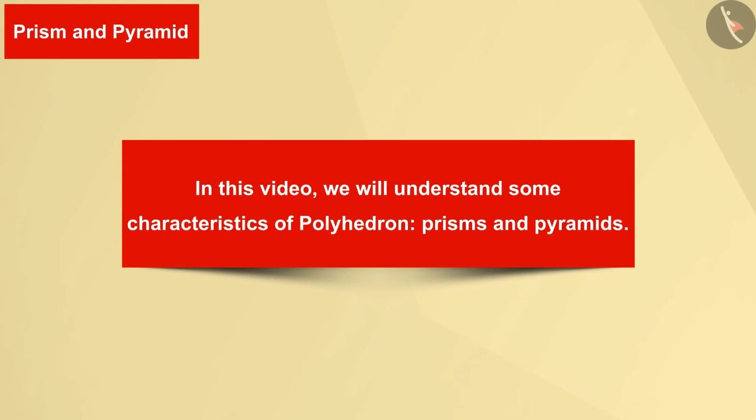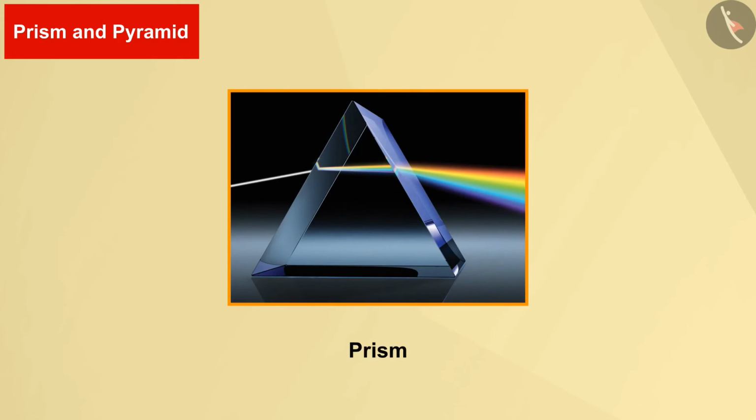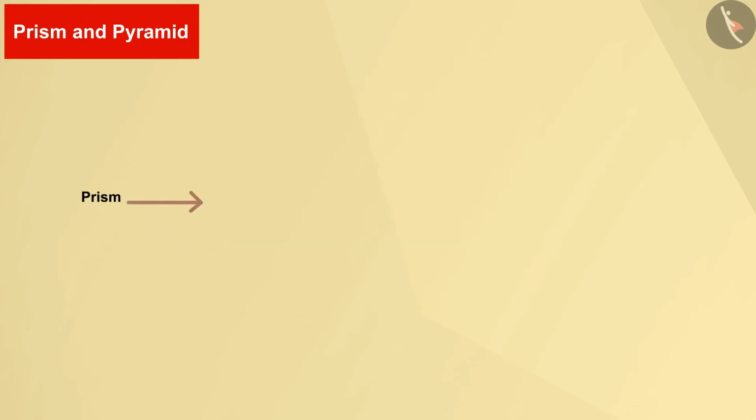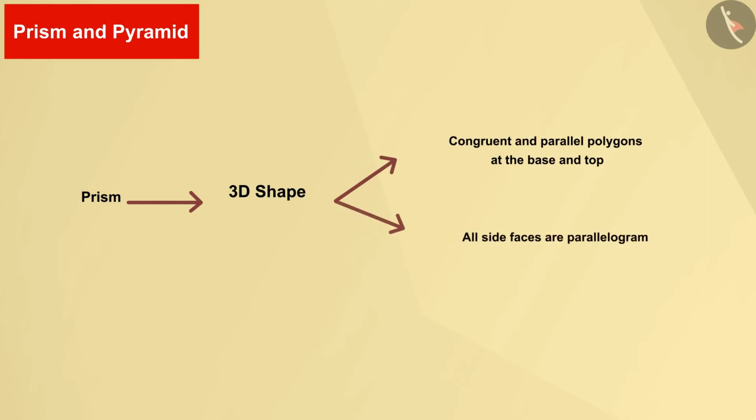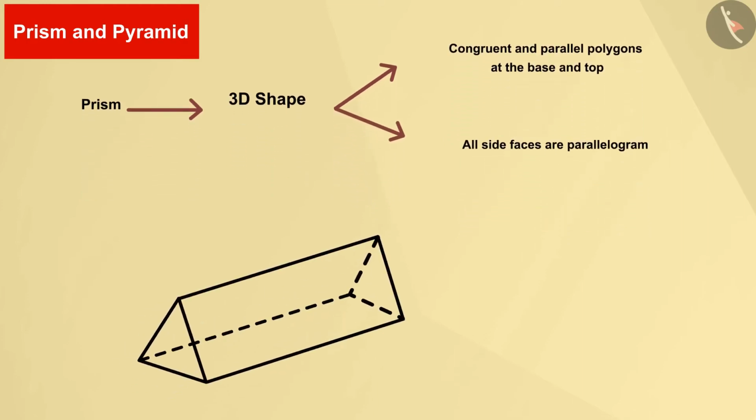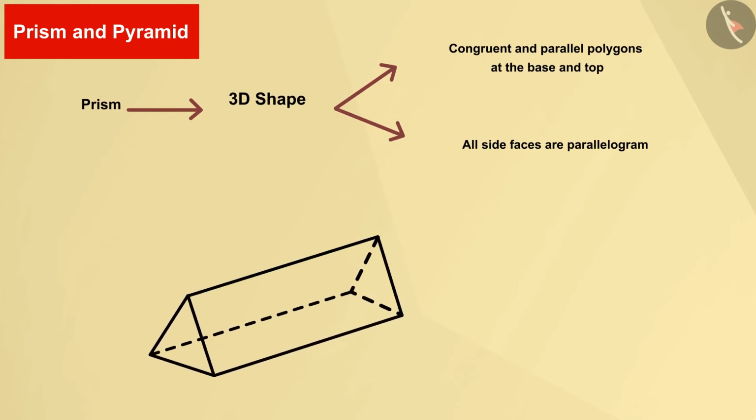Most people think of a prism. It looks something like this, but they do not know the exact definition of this. So let's start with the definition of prism. Prism is a 3D, means three-dimensional shape, whose base and upper end are congruent and parallel, and all side faces are parallelograms.